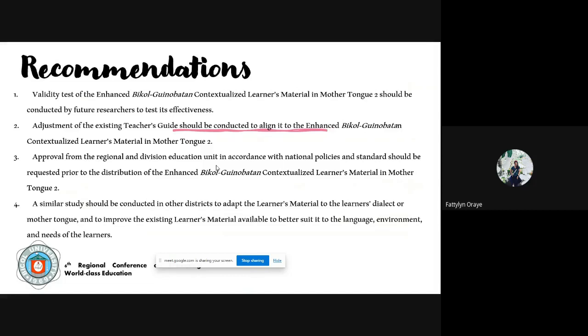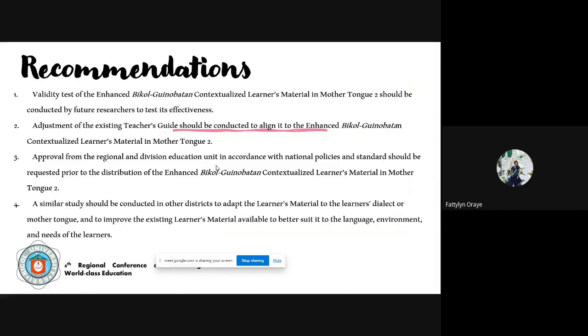So, recommendations. Validity tests of the enhanced Bikol Guinobatan contextualized learners material in Mother Tongue 2 should be conducted by future researchers to test its effectiveness. Adjustment to the existing teacher's guide should be conducted to align it to the enhanced learners material. Approval from the regional and division education unit in accordance with national policies and standards should be requested prior to the distribution of the enhanced learners material in Mother Tongue 2.